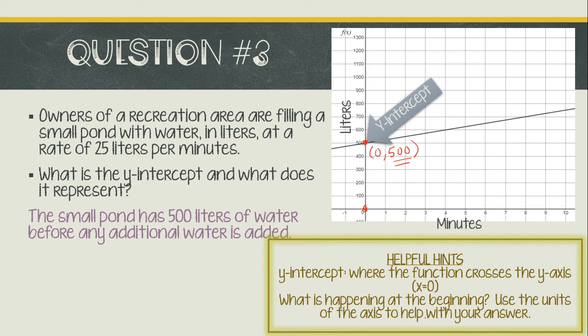Okay, so just a little helpful hint here. Remember, you should know this by now, but the y-intercept is where the function crosses the y-axis. That's where x equals 0. That's true of any function, whether it's linear, quadratic, exponential, or something else, doesn't matter. A y-intercept is always a y-intercept when the function crosses the y-axis at 0.